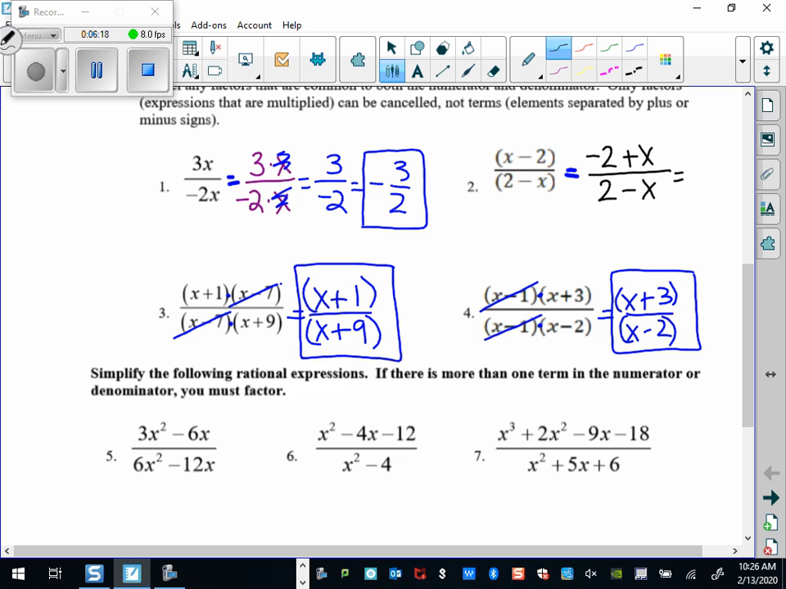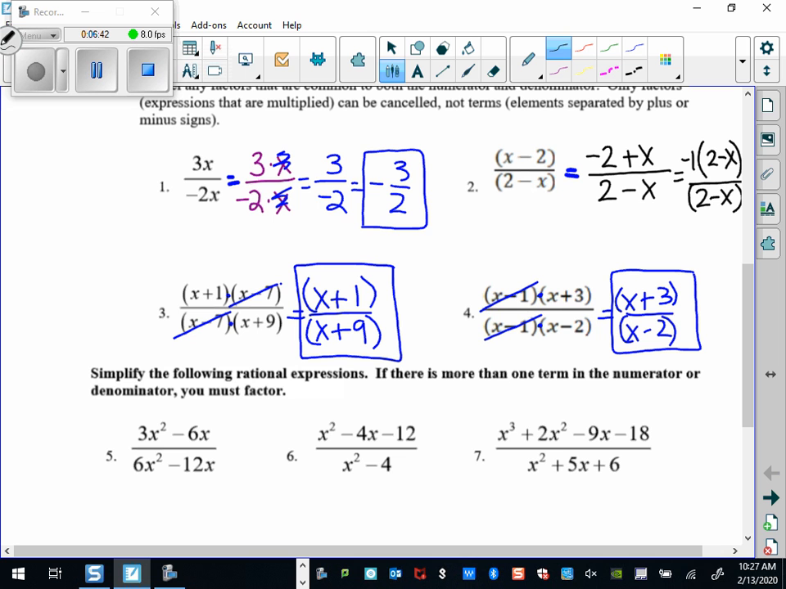So I'm going to put a negative 1 out here. When I factor a negative 1 out of 2, what do I get? Positive 2. When I factor a negative 1 out of positive x, what do I get? Oh, very cool. Math magic. Are these factors? Yes, isn't it negative 1 times that whole thing? Yeah, so we can get rid of it.